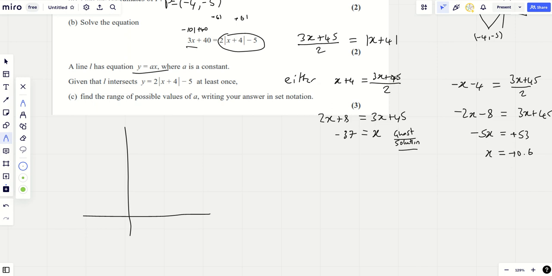y equals 2 abs of x plus 4, minus 5. Okay, I'm also going to put a graph. Just give me one moment here. Fast forward the video at this point if you like. And let's have this going from like minus 10 up to 10. Okay, right. And then y equals kx.